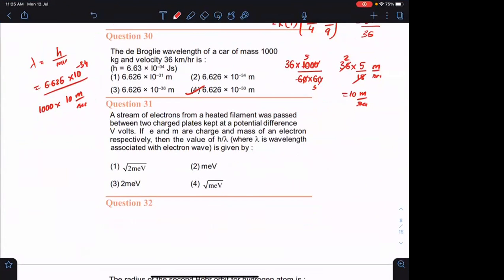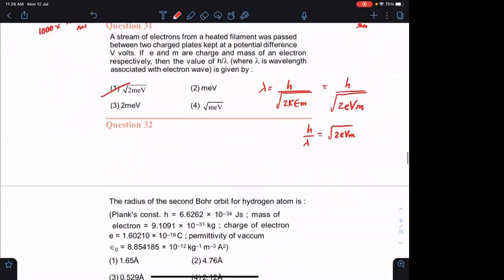Direct hai. What is lambda equal to? h upon root over 2 KE times m, which is equal to h upon root over 2 into kinetic energy. Kinetic energy is charge times potential difference, which is V into m. So they are asking about h upon lambda. h upon lambda is equal to root over 2 eV times m. So option A. Any doubt? Okay.